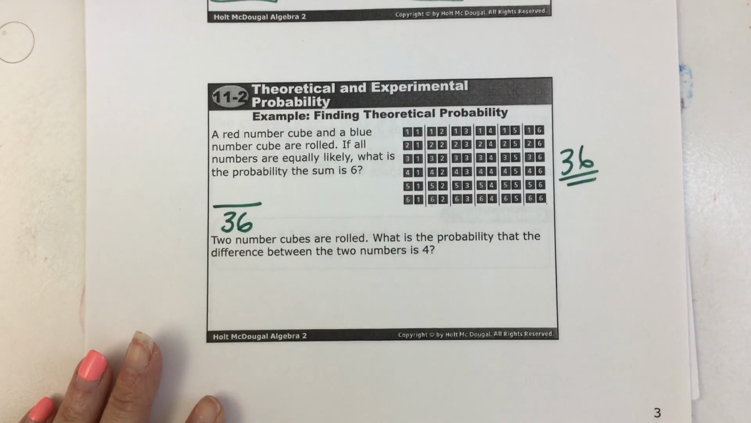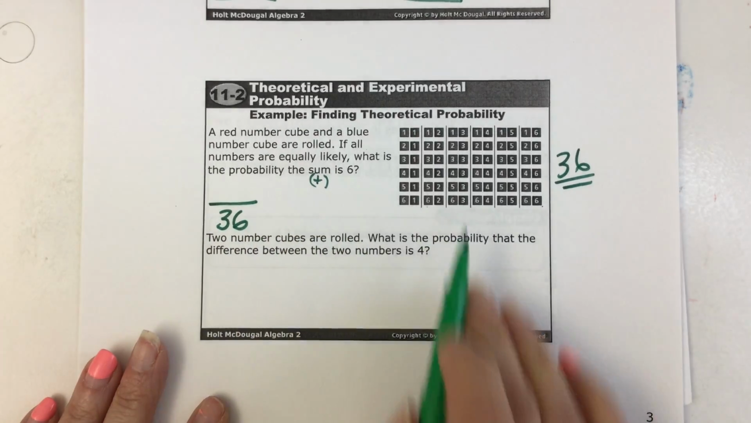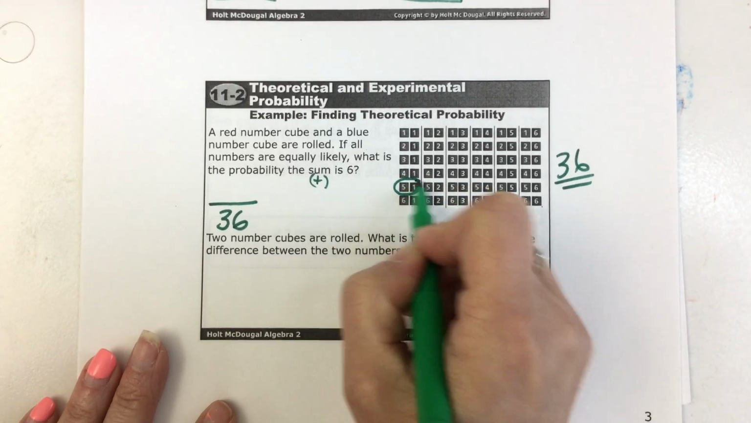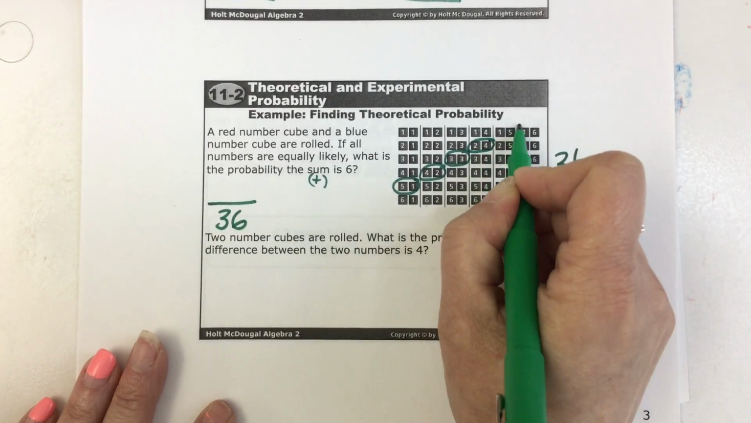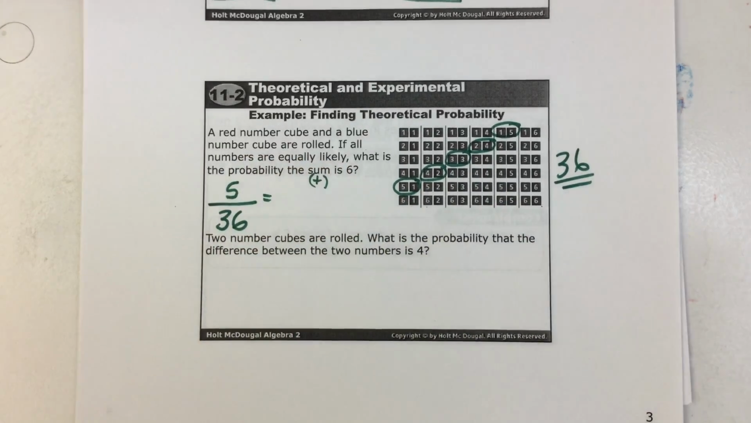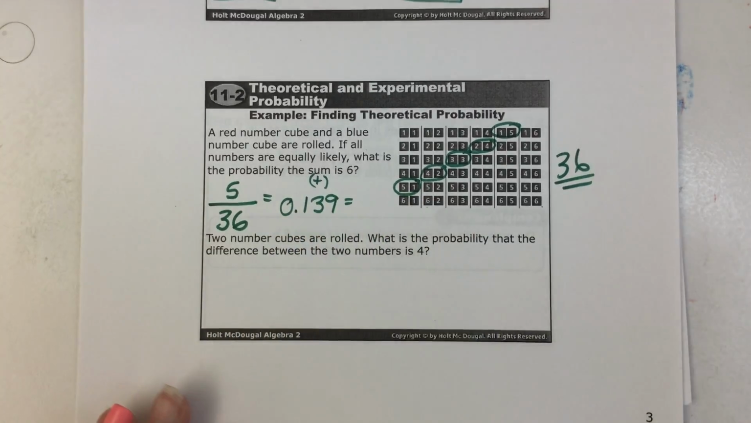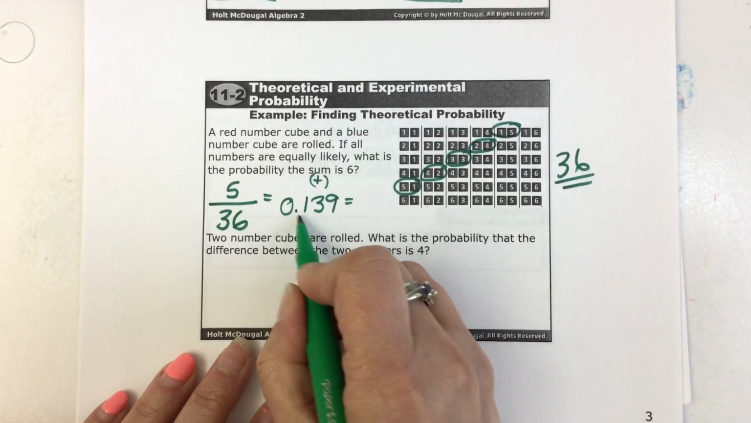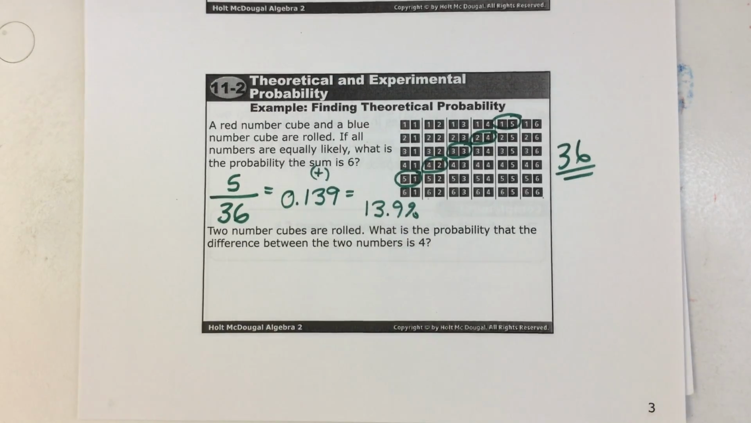Okay, if all the numbers are equally likely, what is the probability that the sum, remember sum means that you're adding, that the sum is 6? So we go ahead and look through the options. 5 plus 1 is 6, 4 plus 2 is 6, 3 plus 3 is 6, 2 plus 4 is 6, 1 plus 5 is 6. So 1, 2, 3, 4, 5 out of the 36. Now if I go 5 divided by 36, it's 0.138 repeating. So if I say 0.139, now to turn it to a percentage, you move that decimal twice. So it's approximately 13.9% chance that when you roll two number cubes and add them together, you'll get a sum of 6.